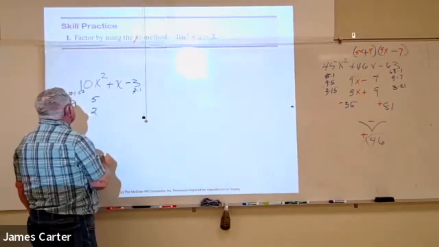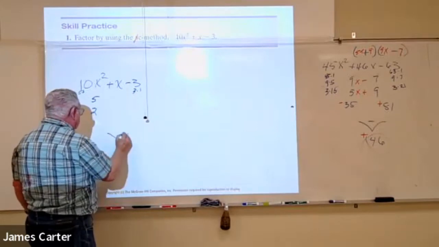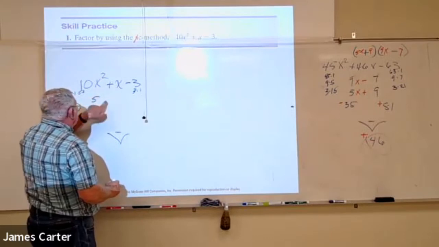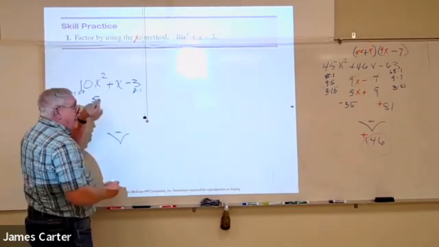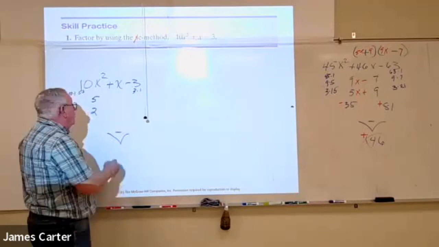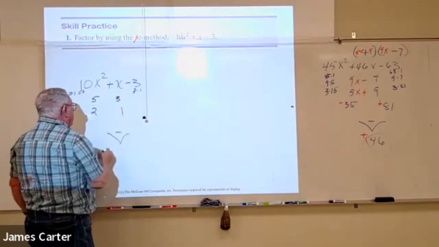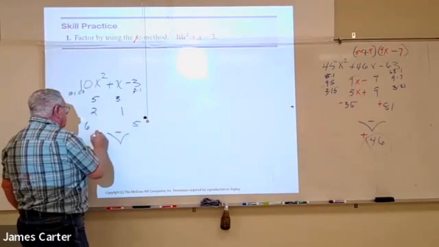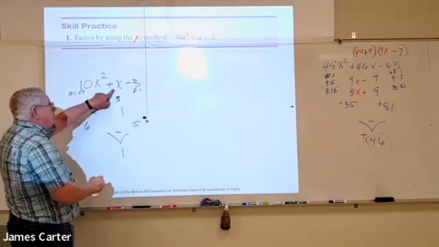Those are the only choices. Now, I'm going to subtract, and I want to end up with 1. So I probably don't want the 3 and the 5 multiplying together. So 3 and 1 this way. Here I get 5. Here I get 6. 6 minus 5 is 1. Ding.